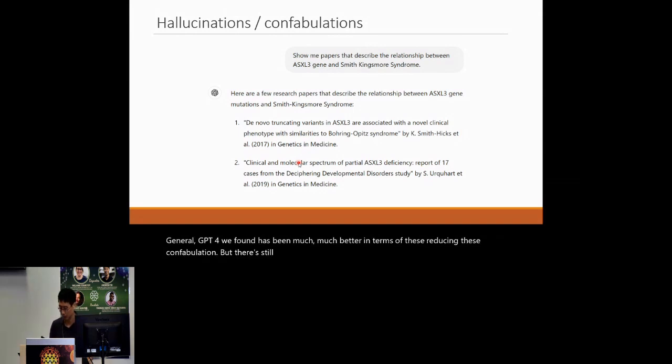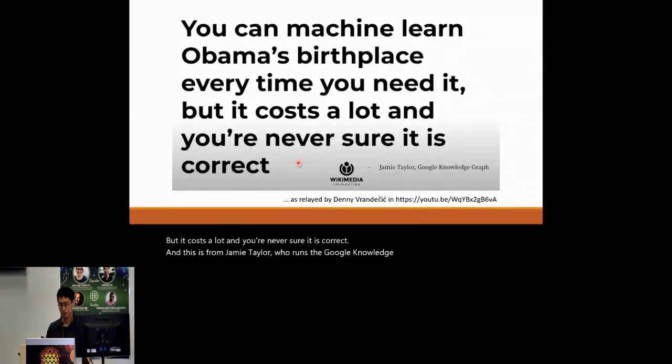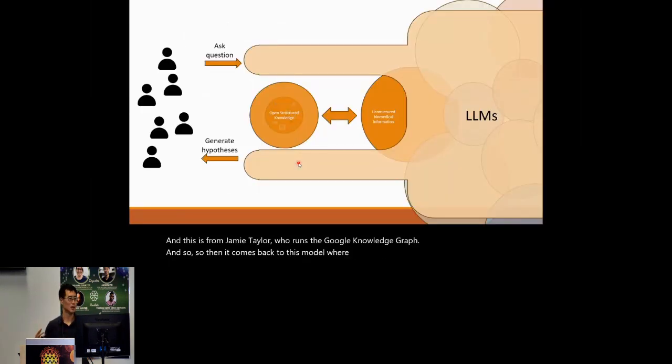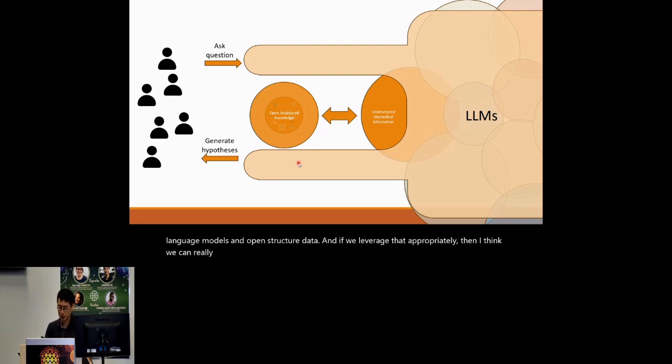a general principle here. And I think it was best summarized in this quote. You can machine learn Obama's birthplace every time you need it, but it costs a lot and you're never sure it is correct. And this is from Jamie Taylor, who runs the Google Knowledge Graph. And so then it comes back to this model that many of us in the field have really converged on, that there is actually a good synergy to be had between the large language models and open structured data. And if we leverage that appropriately, then I think we can really have really powerful resources.